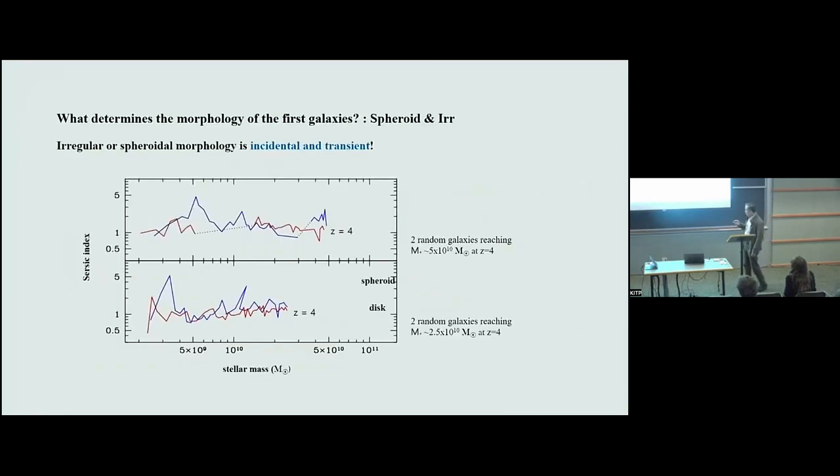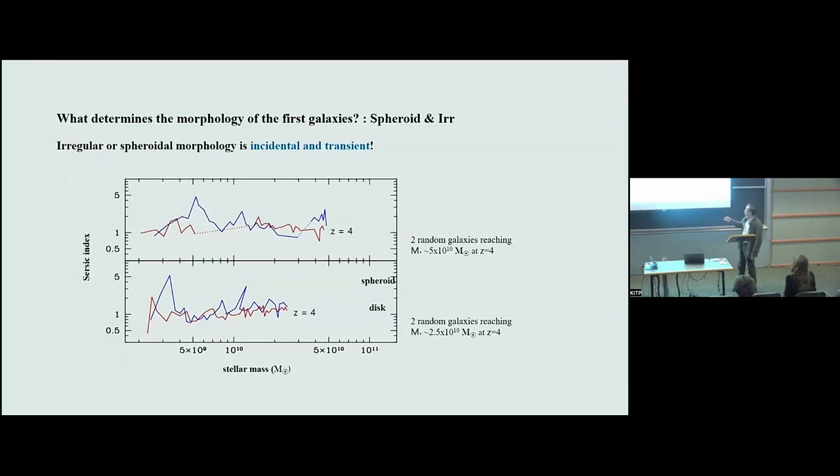Okay. What about the spheroidal and irregular types? There are 15% spheroidal and another 15% irregulars. To understand this, I'm showing this. Here are 4 randomly chosen galaxies, and I'm showing how their Sérsic index evolves as a function of mass. So they are moving this way.